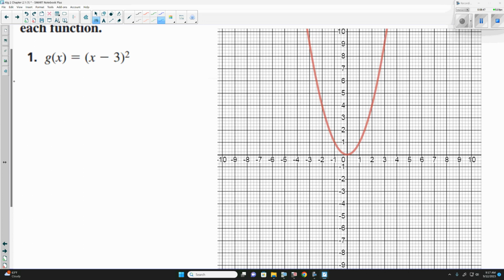Describe the transformation of g of x equals x minus 3 squared. Because our x minus 3, opposite of what we think, is going to be right 3. Yeah.